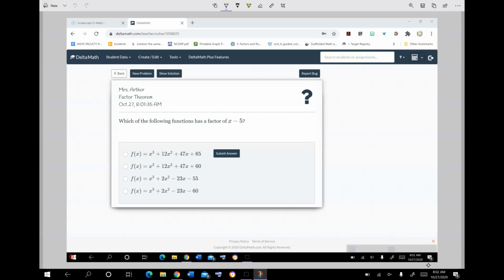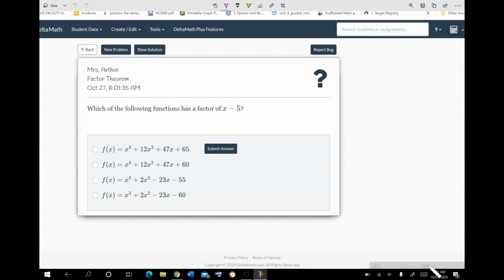We learned the factor theorem, and the factor theorem states that if this is a function and this is a factor, then when I plug it in, one of these equations should equal 0. So when I do f of positive 5, it should equal 0. When I plug 5 in, I should see which one gives me 0. Now there is another way you could do this.